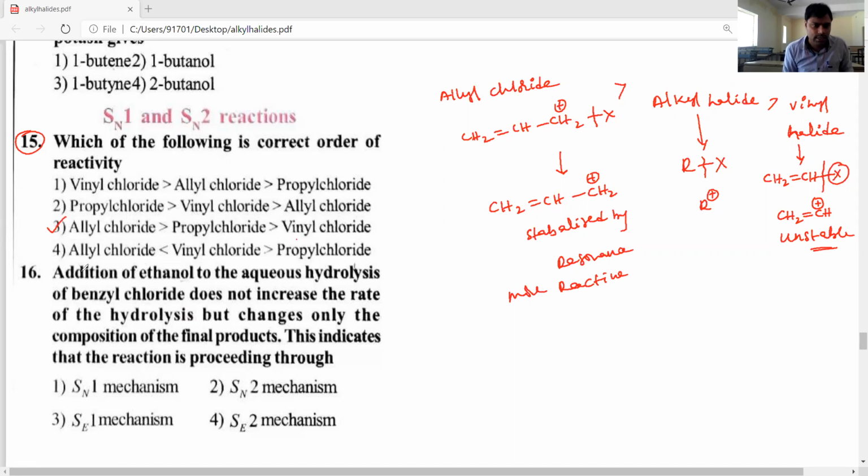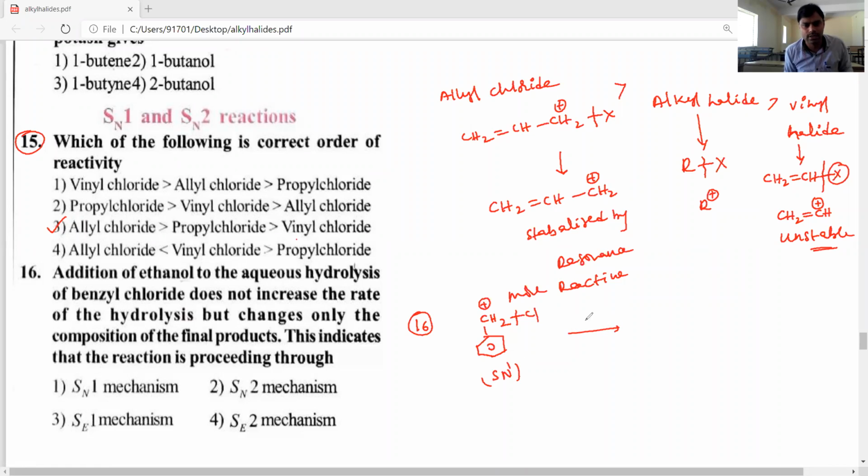Now let's see the 16th question: the addition of ethanol in aqueous hydrolysis of benzyl chloride does not increase the rate of the hydrolysis. It changes only the composition of the final product. Let's see the benzyl chloride. Benzyl chloride produces a more stable carbocation. It proceeds through the SN1 mechanism.